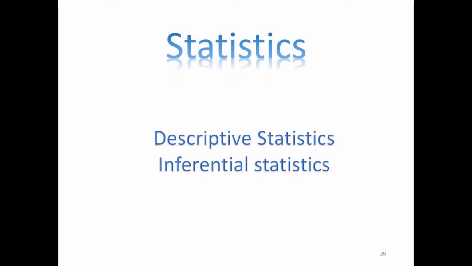Before we go ahead with understanding the data preparation part of machine learning, let's try to understand some basic terms which are under statistics so that we are able to use them while preparing our data. Statistics can be broadly subdivided into two categories. One is descriptive statistics and the second one is inferential statistics.